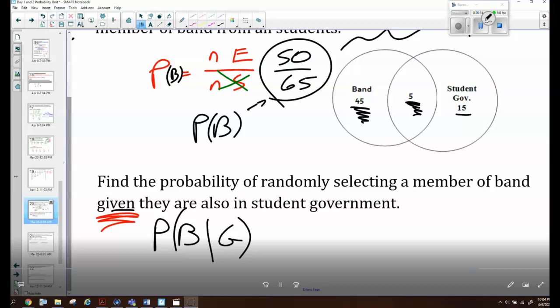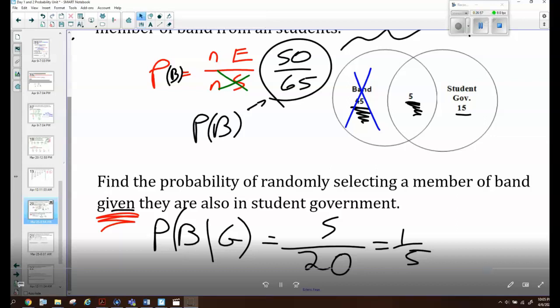Probability of band given they're in the government, well, suddenly our sample space is just the student government. We know they're in student government, so all of these people right here, they can take a hike. How many people are in the student government? Well, exactly 20. There are 20 people in our sample space, 20 people in student government. How many people are in the band of those 20? 5 of them are. Now, what we learned from this is that being in student government makes it less likely for you to be in the band. 1 out of 5 is a way smaller number than 50 out of 65. Being in student government makes you less likely to be a member of a band, which in context might make some sense. People in student government may have less time to be in band.